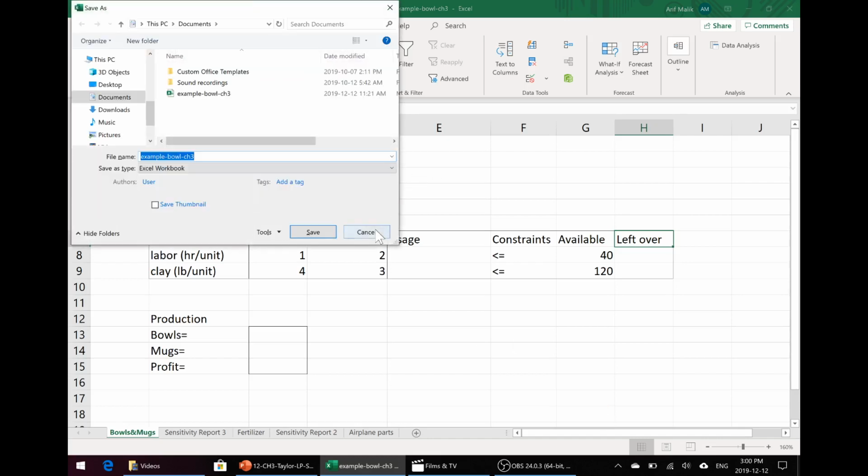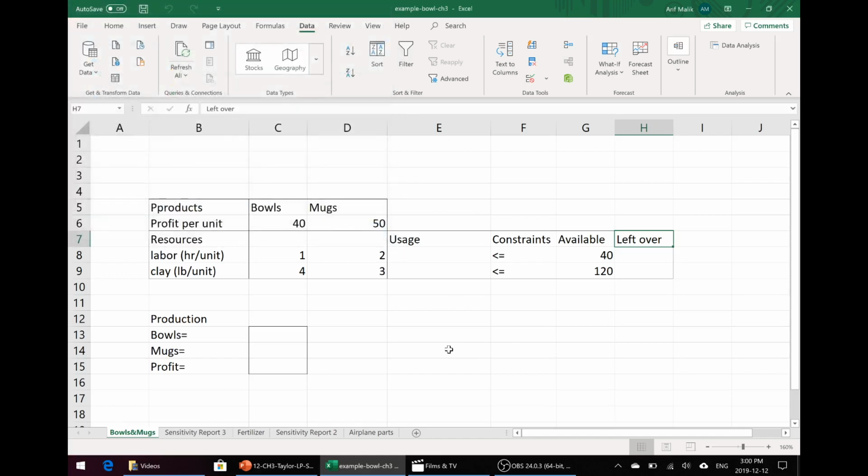Okay, let me show you how we can model this linear programming in Excel and solve it using Solver. What I have done is just filled up this product table. Products: we said bowls and mugs, and profit per unit is 40 and 50. Resources: we have two resources, labor hours per unit, and clay in pounds per unit.